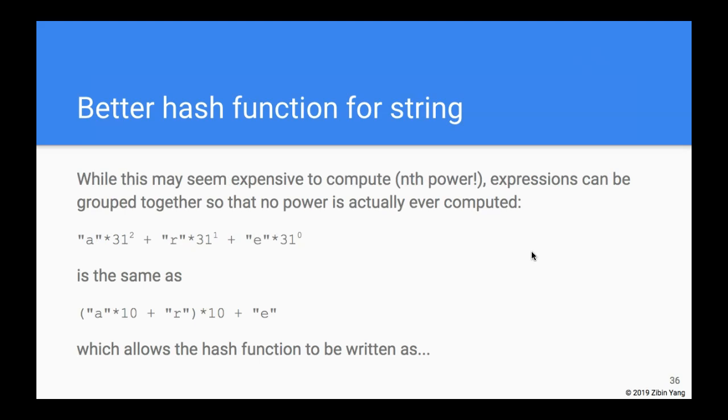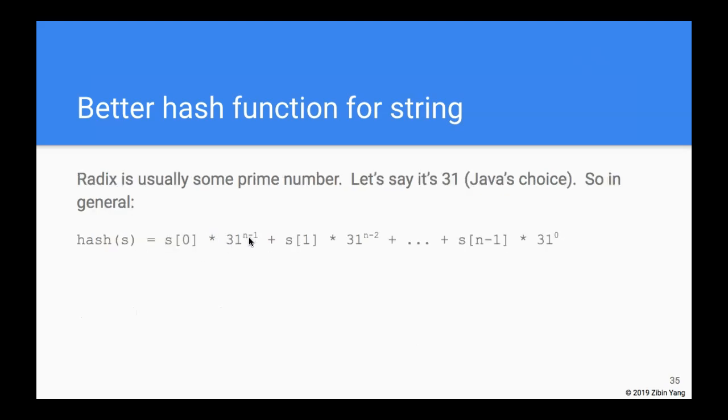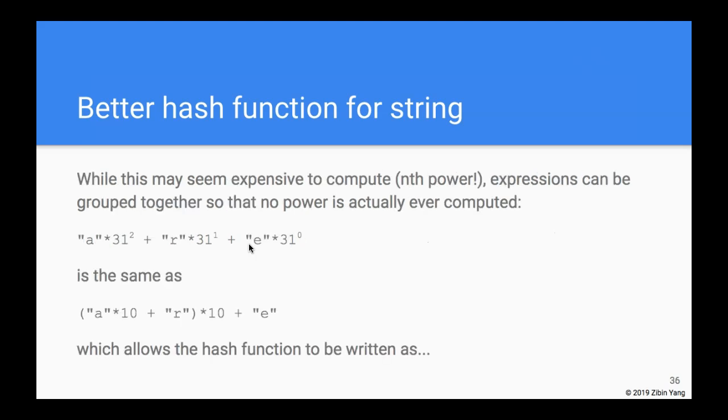Now, if you look at this, there are a lot of things raised to a power, raising 31 to the n minus 1 power. What if n is 100, a string with 100 characters? So this could be very, very expensive to compute.